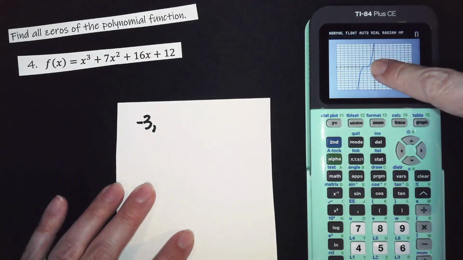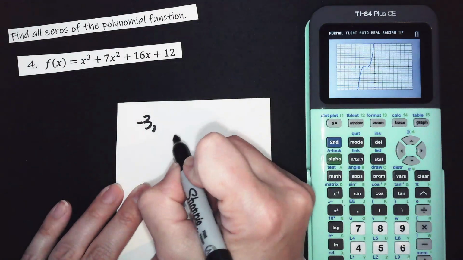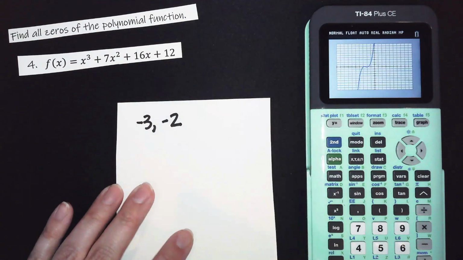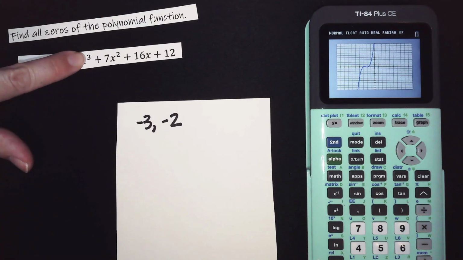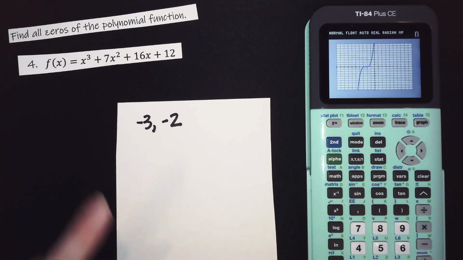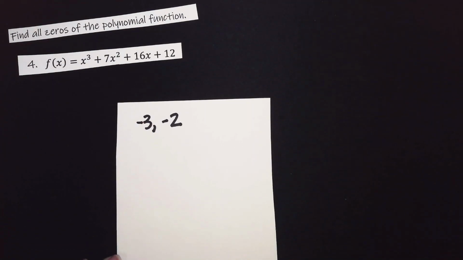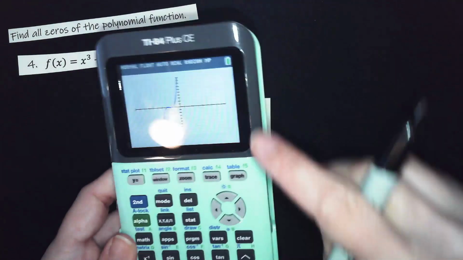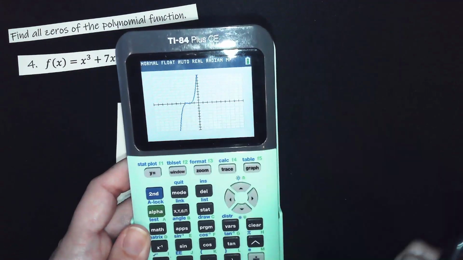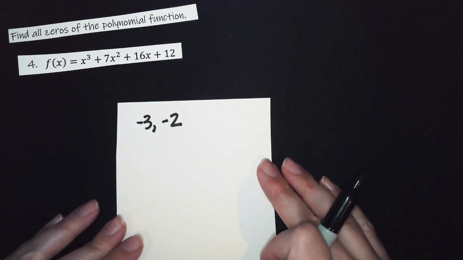And it looks like I have a solution again at negative 2, but I can't tell exactly which one of those might be repeated. I do know I have to have 3 solutions because my degree is 3. So let's divide these out and see what our last solution is, just because I'm not sure which of those is repeated, because it looks like it could bounce off at either place. You could zoom in and see, but just to be on the safe side, I'm going to divide these out.